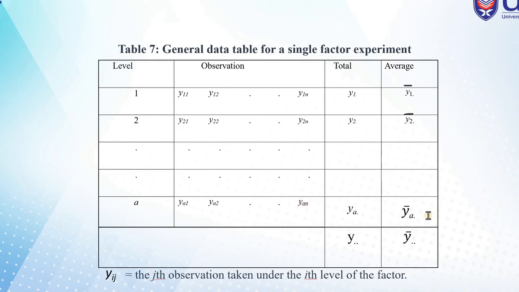So ya. bar here, y bar, is referring to the a level. So this is the average. And then we have the total for all levels, and then we have the average for all observations, y bar dot dot. So this represents the average of all observations here. So we have to get used to this notation.